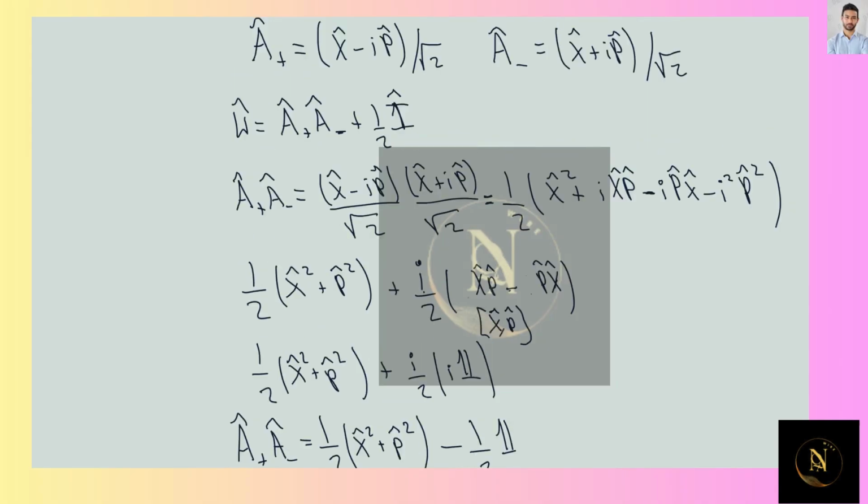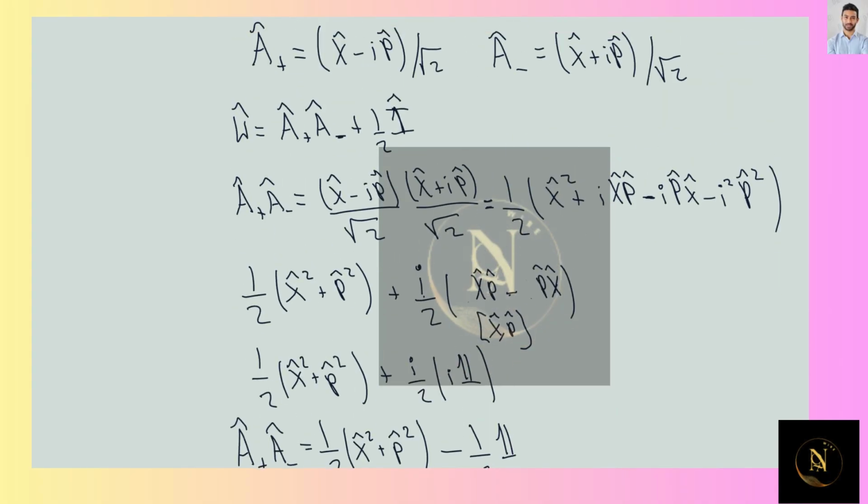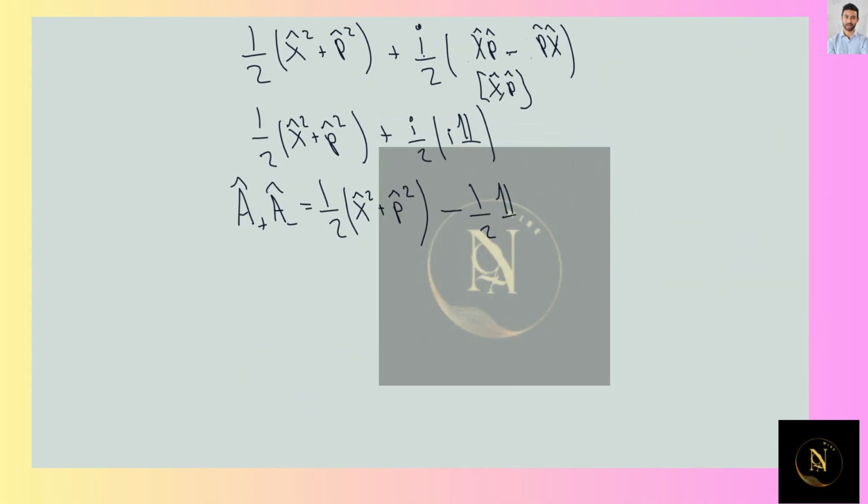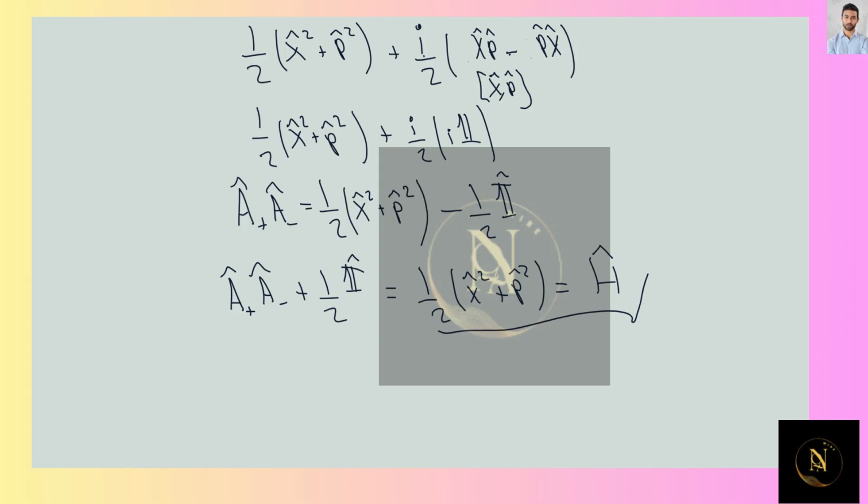So how can I convert this into a Hamiltonian? Well, if I do a plus a minus plus 1/2 of identity, sorry, I keep using the 1 as identity, we're going to get 1/2 of x squared plus p squared, which is equal to my initial Hamiltonian. So we're done with the first part of the problem.